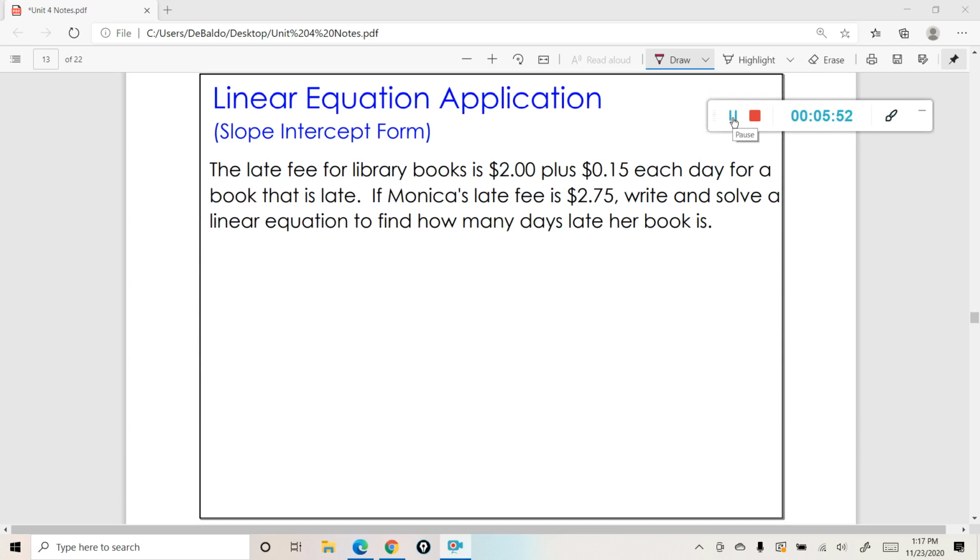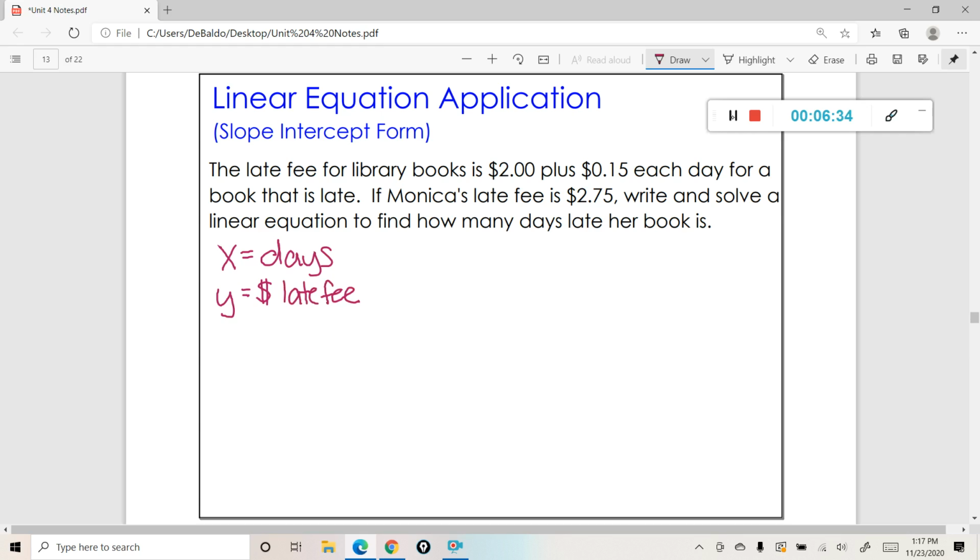In this next example, we're going to focus on using slope-intercept form. In the last example, we used the slope formula to help us out. Now let's look here. The late fee for library books is $2 plus 15 cents each day for a book that is late. If Monica's late fee is $2.75, write and solve a linear equation to find how many days late her book is. Let's start by defining our variables. X is going to represent the number of days, and Y is going to represent the amount of money or the late fee.